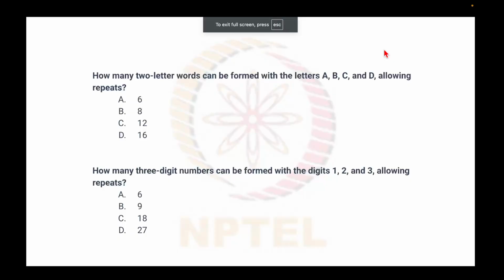Similarly, now try to solve the second one. I'll give some time. The first answer is 16. So, how many 3-digit numbers can be formed with digits 1, 2, 3 allowing repeats?